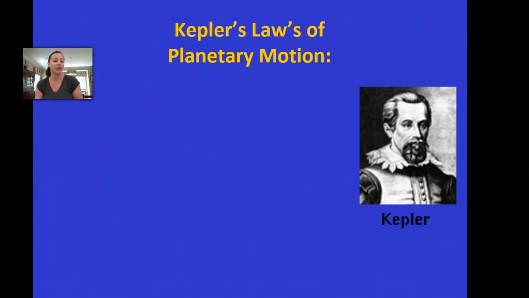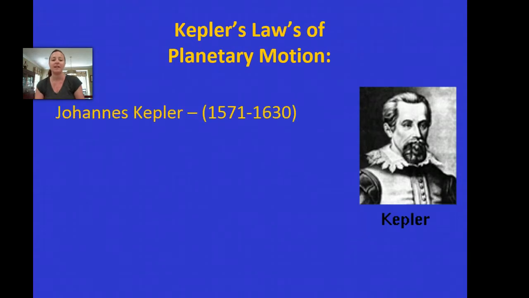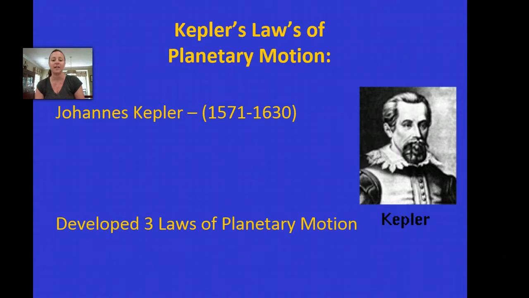Today we're going to learn about how planets move in space. And you may be wondering who this handsome man is on the screen. Well, that's Johann Kepler. Johann Kepler was a German scientist from the 17th century, and he came up with 3 laws that describe how planets move in space. He was born in 1571 and died 1630. And like I said, he developed these 3 laws.